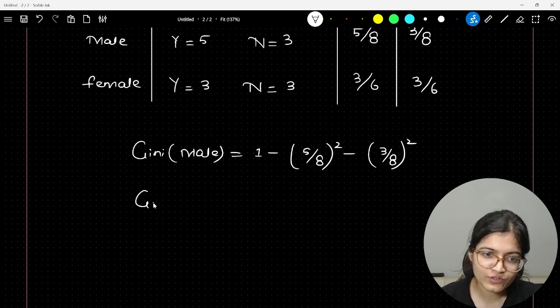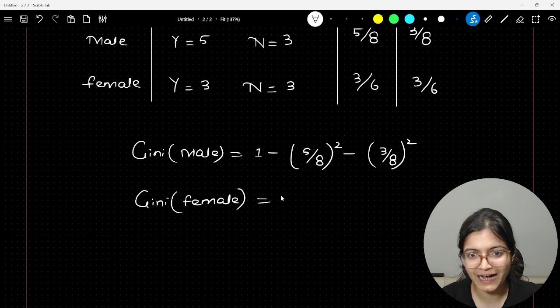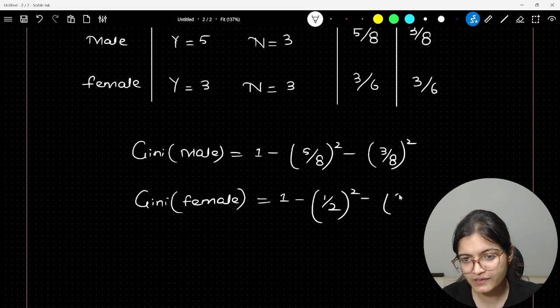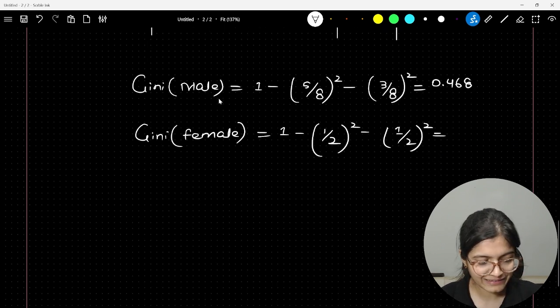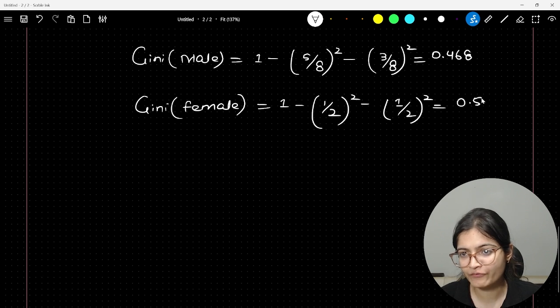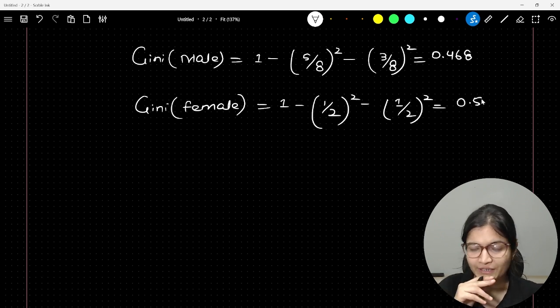Similarly, we can see the Gini value for the female category of gender, which is 1 minus 3 by 6, or you can say 1 by 2 whole square, minus 1 by 2 whole square. If you evaluate this, this will come out to be 0.468 and this number will come out to be 0.5. You can just verify this calculation. I have already done it before recording so that it won't take much time, but you can re-verify it.